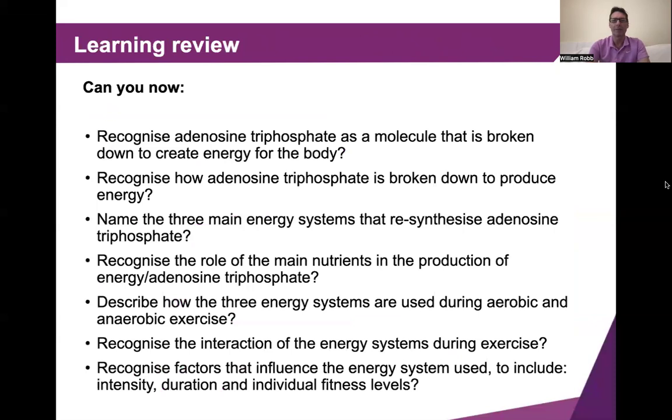Okay, so now you should be able to recognize adenosine triphosphate as a molecule, recognize how adenosine triphosphate is broken down to produce energy, name the 3 energy systems, remember creatine phosphate, lactate, and aerobic, recognize the role of the main nutrients in your body, remember carbohydrates, 4 calories, protein, 4 calories, and fat, 9 calories. If you're a drinker and you drink alcohol, 7 calories.